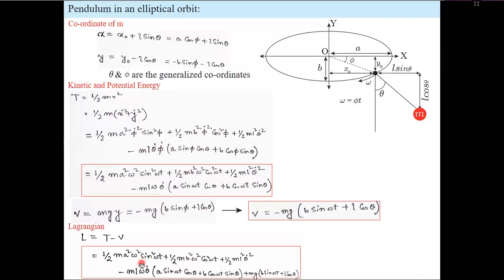So we have solved this problem, or figured out the Lagrangian, just by properly knowing the coordinate of the mass m. So in this problem we have considered only a single object. So in the next problem we will consider two objects, which are coupled with each other. And so let's move to the next problem.